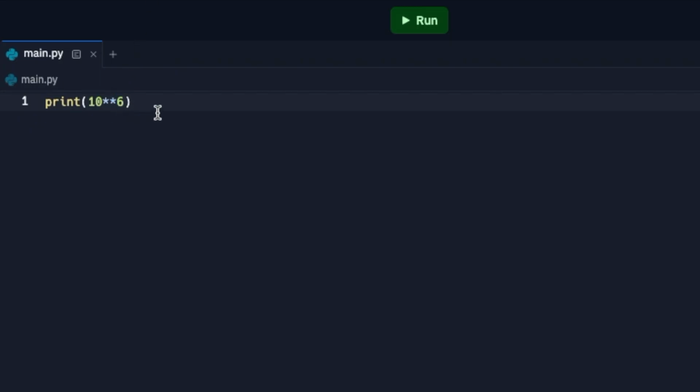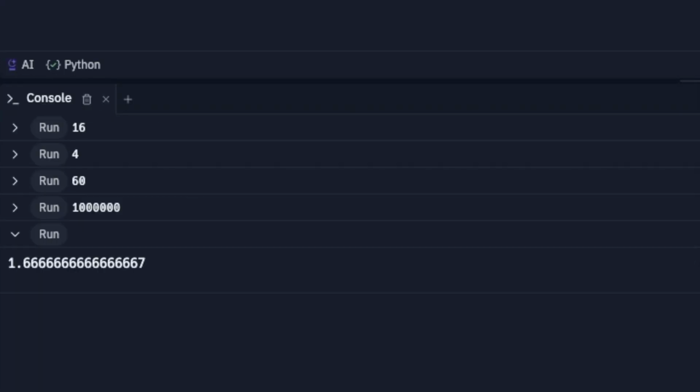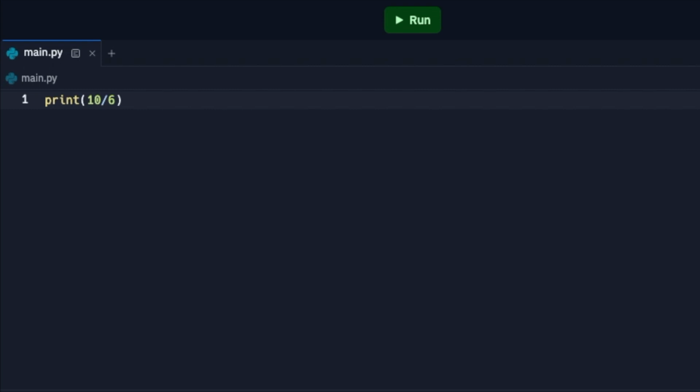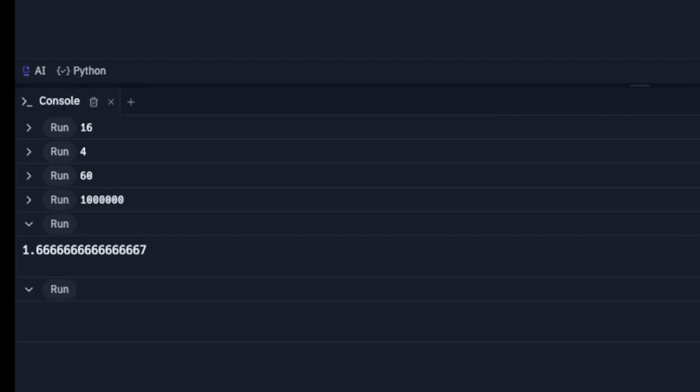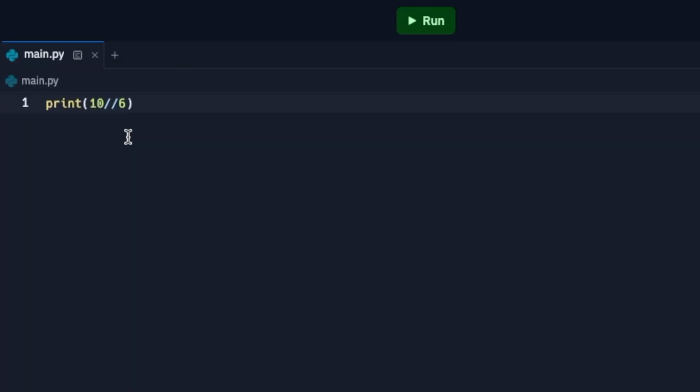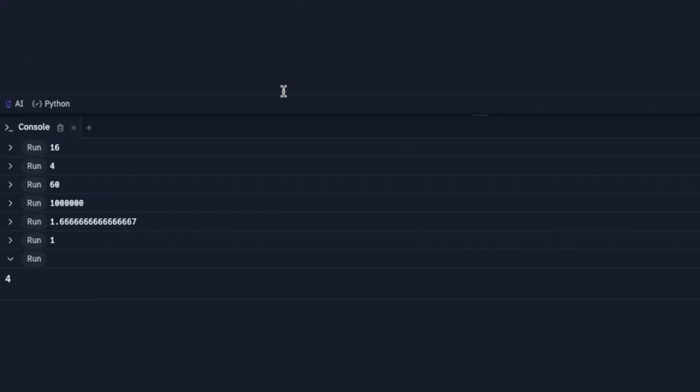And then now we're going to move on to division, which is a slash. And we have 1.6 recurring. And this is a floating point number, but if you want an integer, then you have to put 2 slashes. And then the integer of this is 1. There's also another one called a modulus operator, which is a percent sign, which gives you the remainder, which is 4.